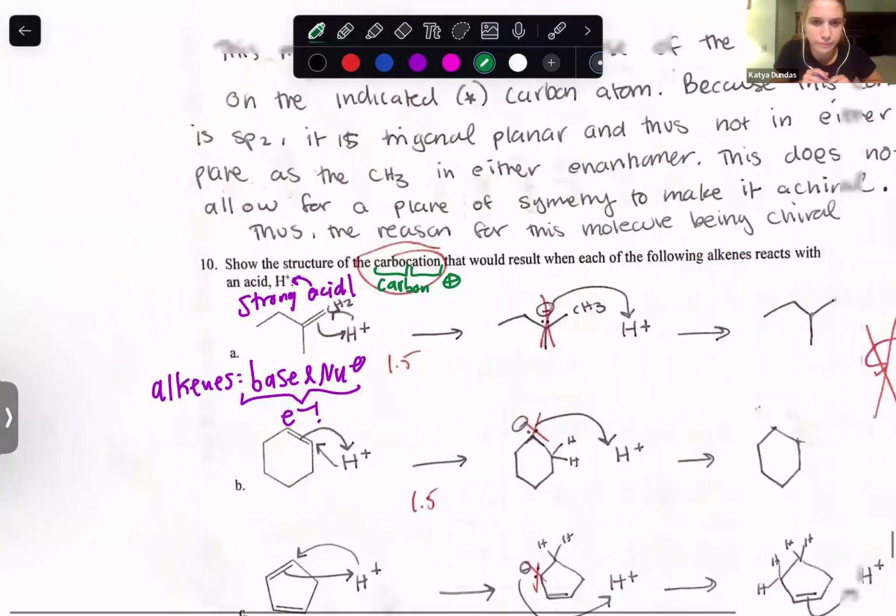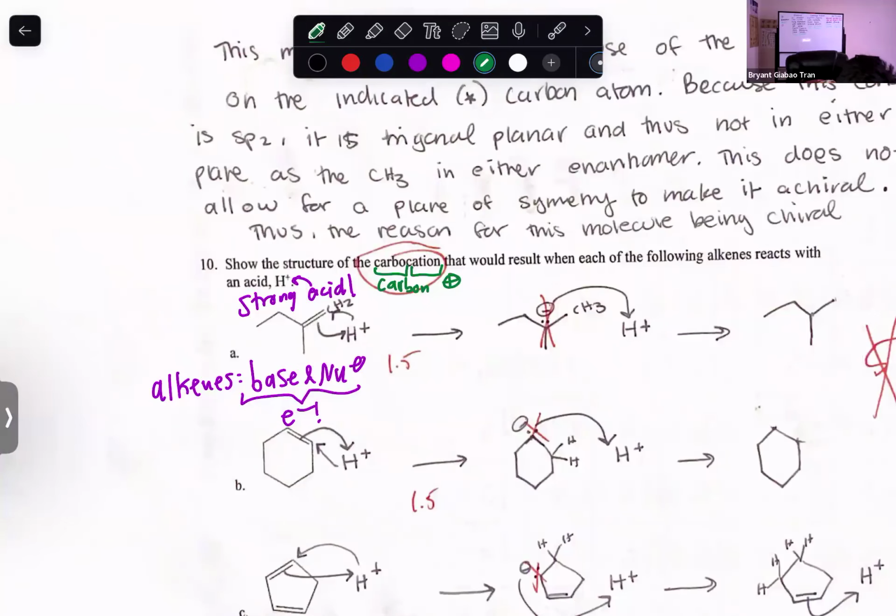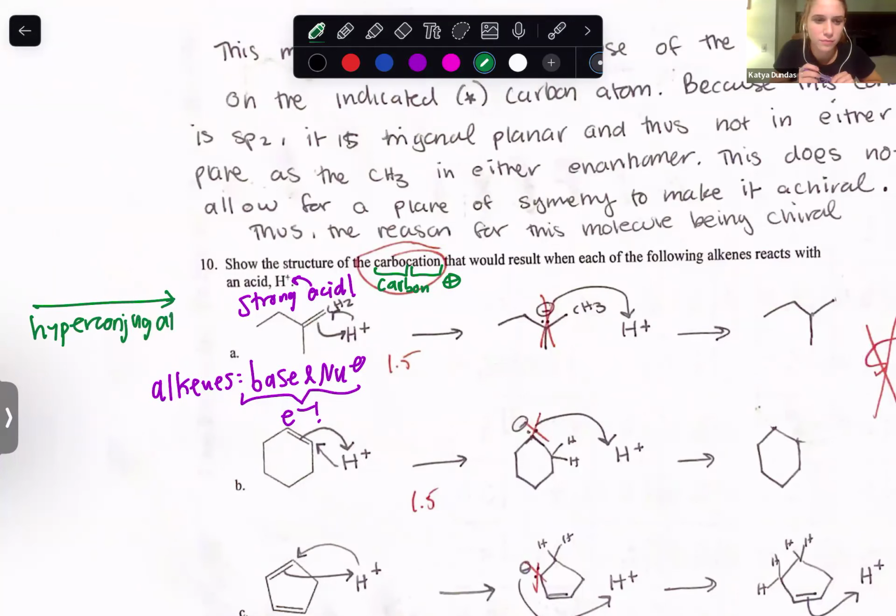And then we went over the stability of carbocations. The more substituted, or the more hyperconjugation, the more stable. The more stable, right? Where tertiary is.